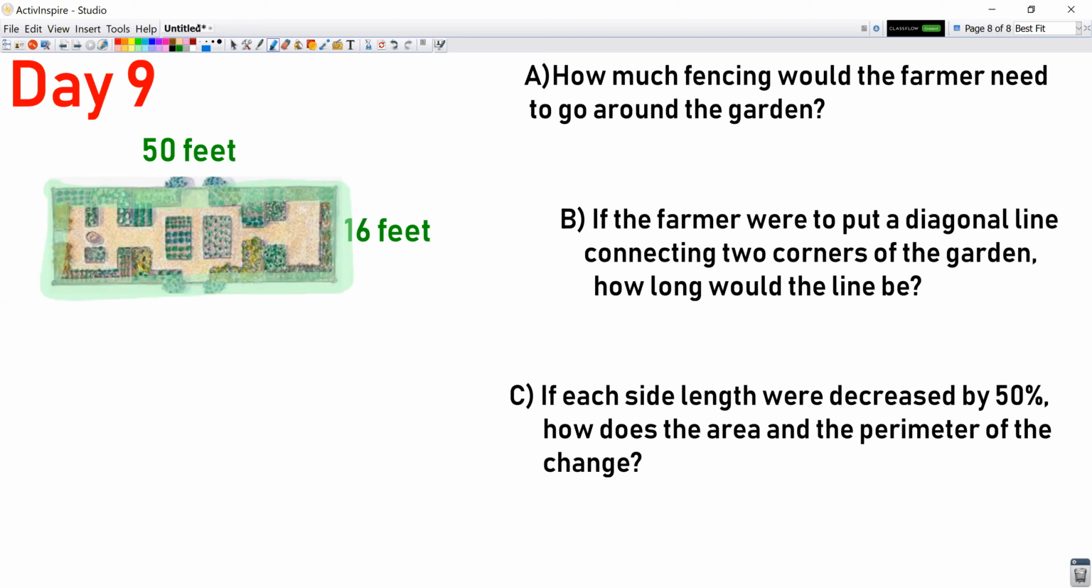Does anyone remember what we're trying to figure out by fencing the entire garden? If you said perimeter, you are correct. And perimeter is 2 times the length because we have two sides that are 50. So we're going to do 2 times 50. And we also have two sides that are 16. So we're going to do 2 times 16.